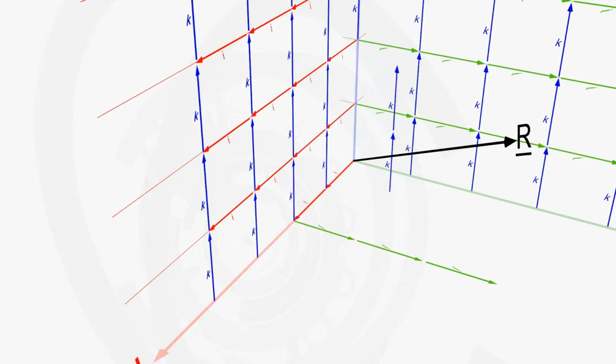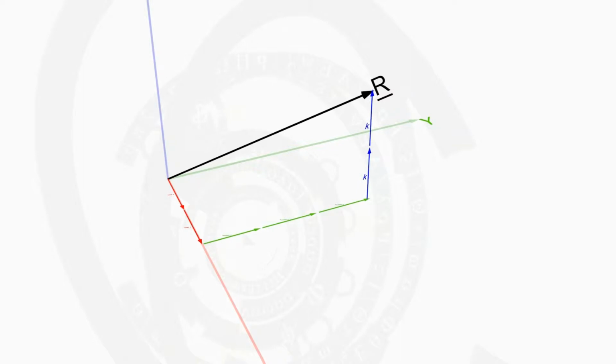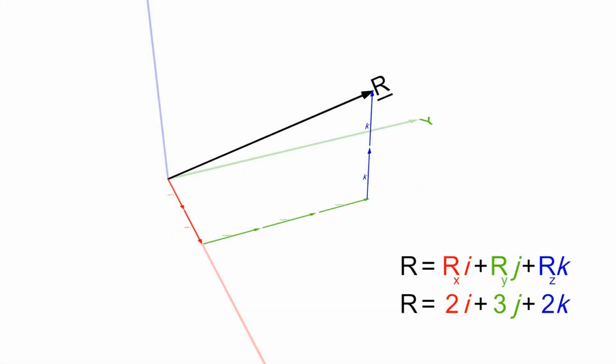Now we will try to represent this random vector in terms of unit vectors. All we need to do is to move from the origin toward the head of vector r, counting the number of unit vectors on each axis. This is how we represent each vector in terms of unit vectors.